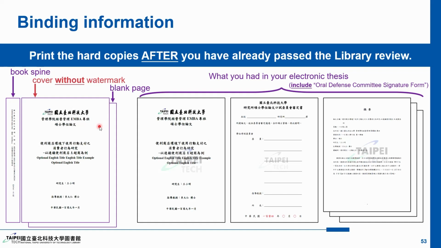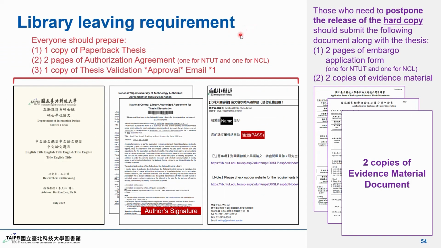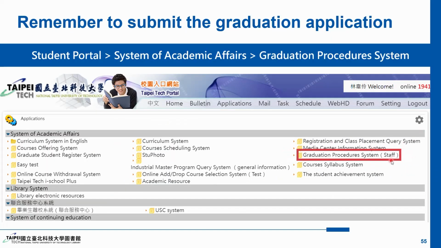It is recommended to go to our print center under the 6th building because they are more familiar with our school's format. And next, to complete our library's graduation procedures, you need to prepare 1 printed copy of your thesis, 2 authorization forms, which are printed from Step 3 of the thesis submission system, and 1 approval email from the library. If you applied for an embargo for the in-library use, prepare 2 embargo forms, one for our school and the other for the National Central Library, along with 2 evidence material documents. Also, remember to submit the graduation application in the graduation procedures system in your student portal.